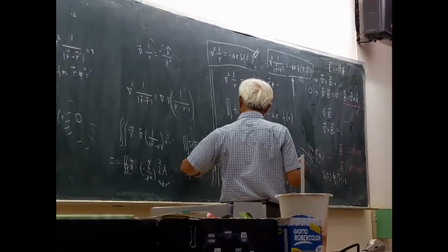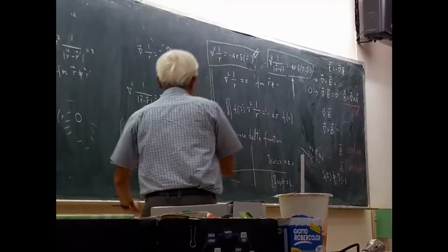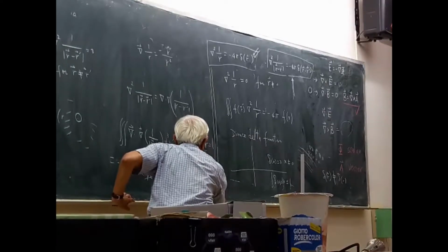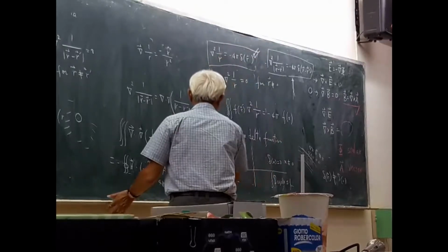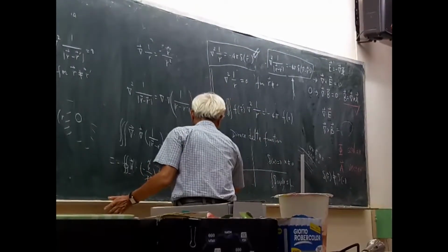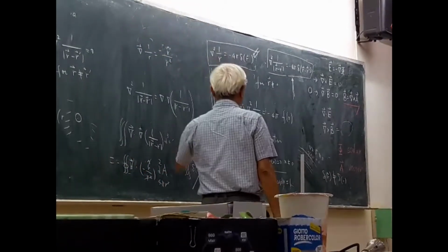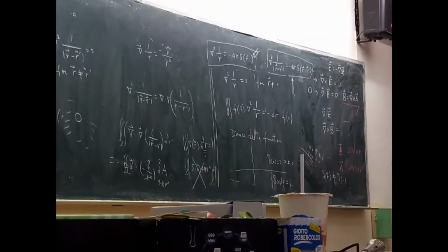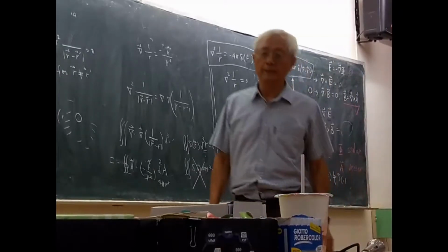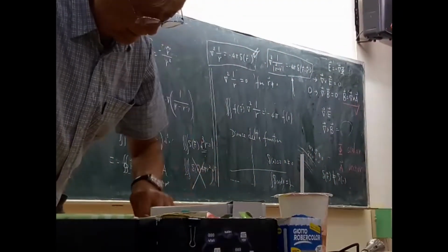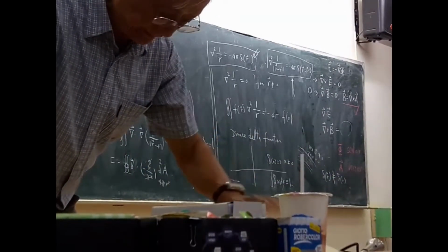If you want to make it one dimension, it's not equal to that one. Just be careful with this 3 dimension and 1 dimension. There's a proportionality. We'll talk about that later. So we can stop it for now.